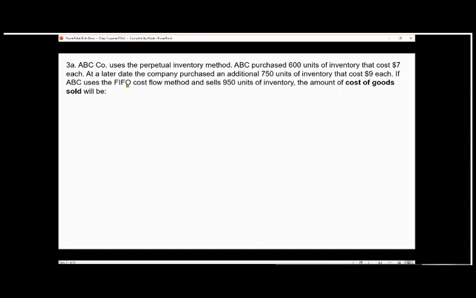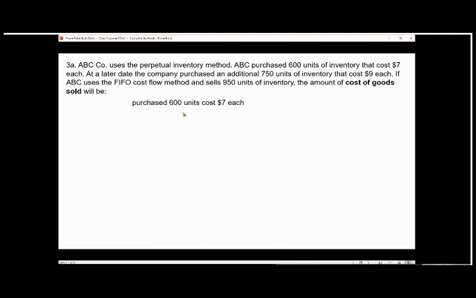So we've got ABC Company uses the perpetual inventory method. ABC purchases 600 units of inventory that cost $7 each. At a later date, the company purchased another 750 units at a cost of $9 each. And if the ABC Company uses FIFO, first in, first out, and sells 950 units, then the cost of goods sold will be how much?